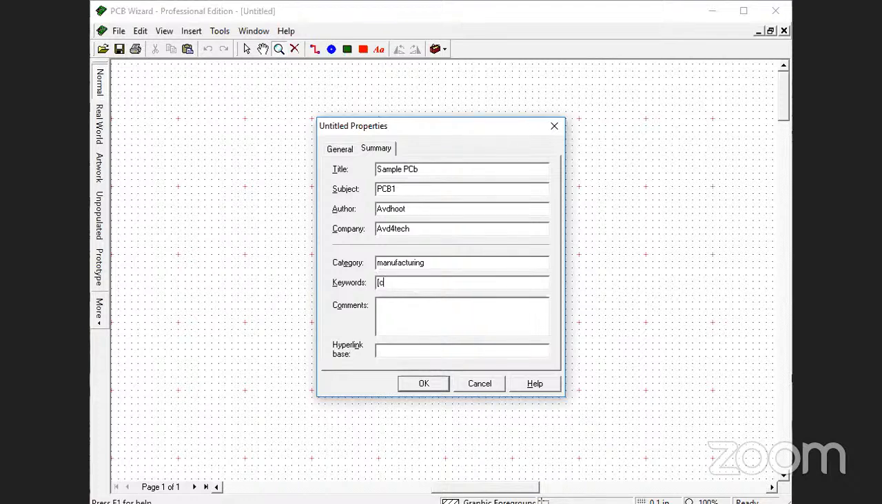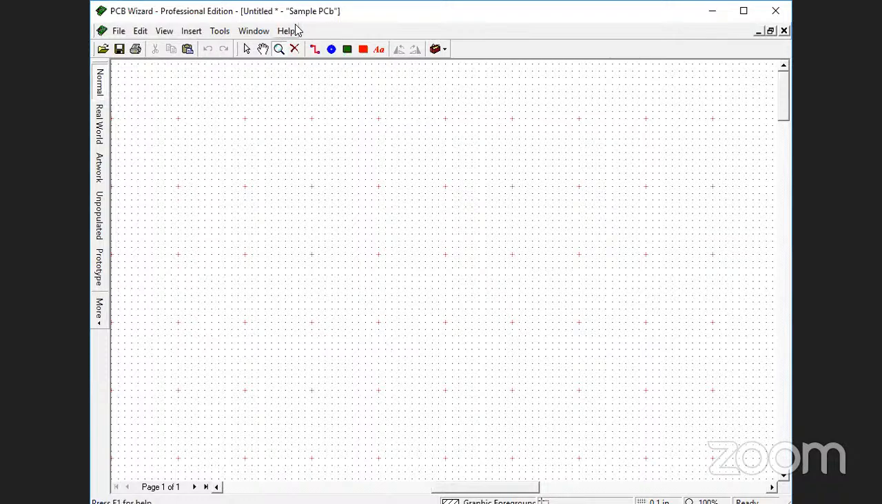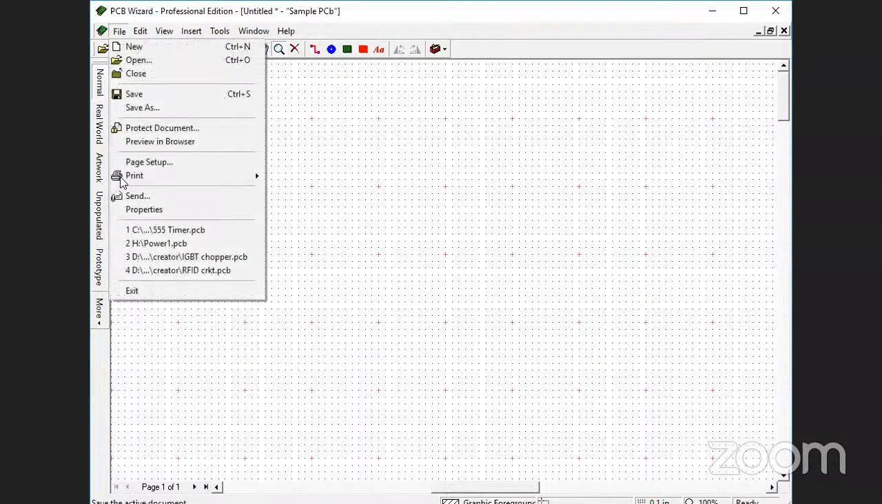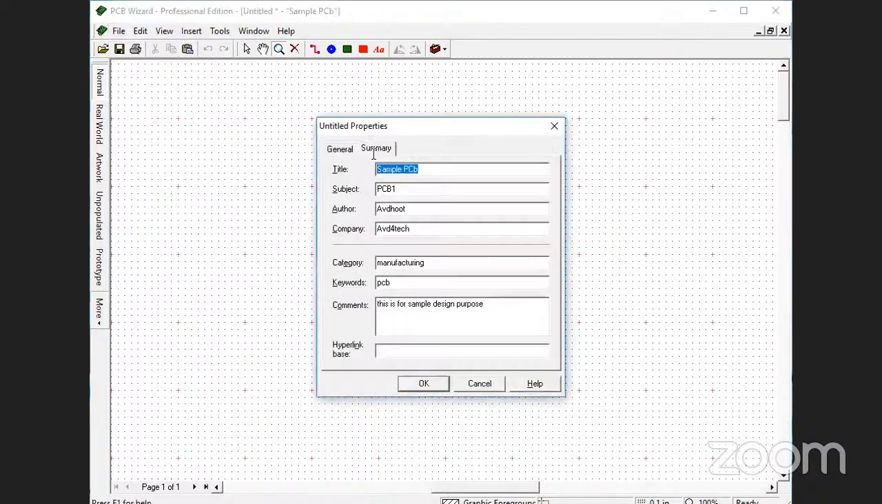any, let's say I can use a simple PCB keyword, anything, right? This is for sample design purpose, right? So I can write anything, or any link I want to give over here, anything I want to give, I can give. So I can click OK over here, right? So like this, see, untitled sample PCB, you can see over here, untitled file sample PCB, right? So inside the properties, once again, if I go, you can see my summary about this particular project, right?